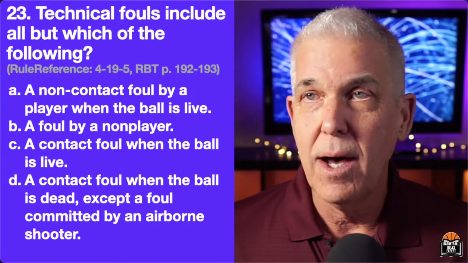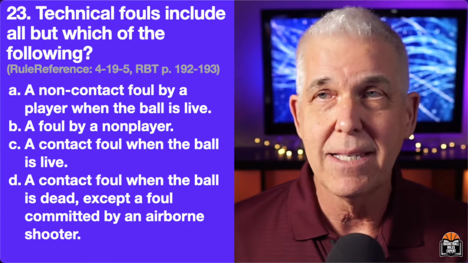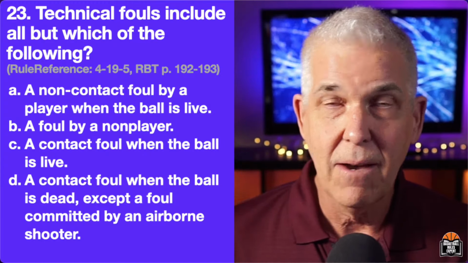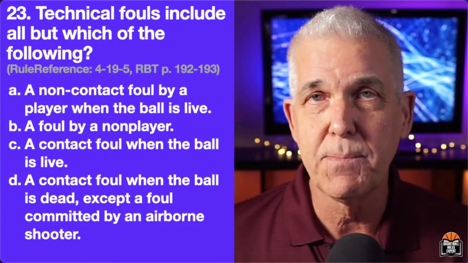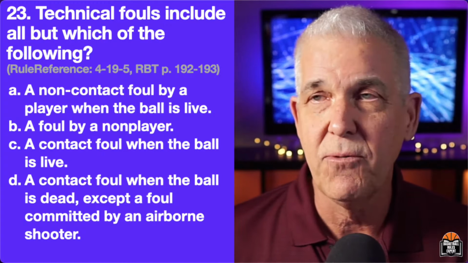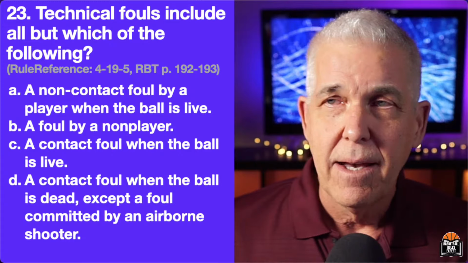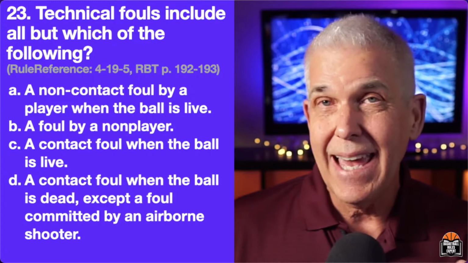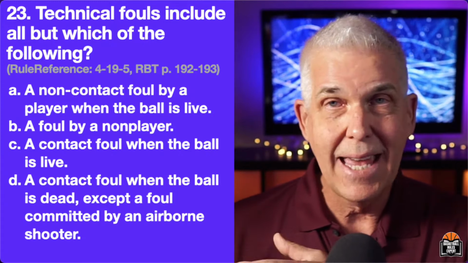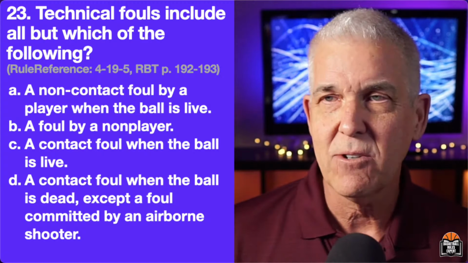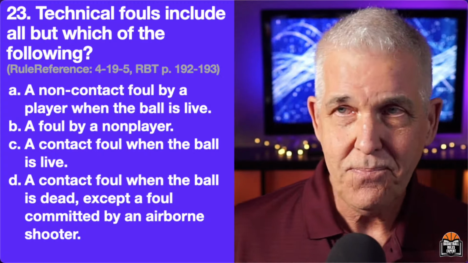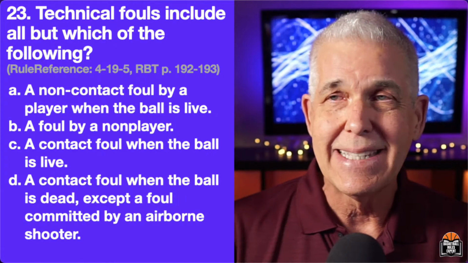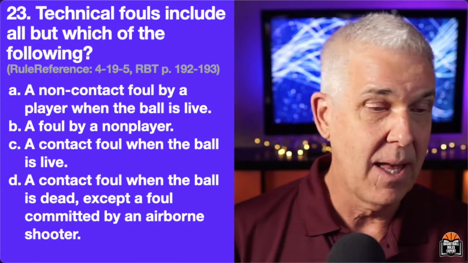Okay, so a non-contact foul is a technical foul. A foul by a non-player, say a player on the bench reaches his leg out and trips their opponent, that is a technical foul. A contact foul when the ball is dead would be a technical foul, except a foul committed by an airborne shooter. So our correct answer here is C, a contact foul when the ball is live.